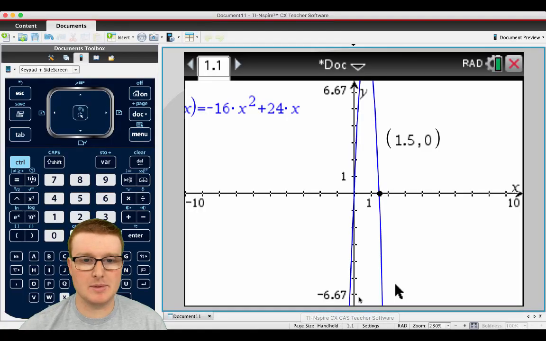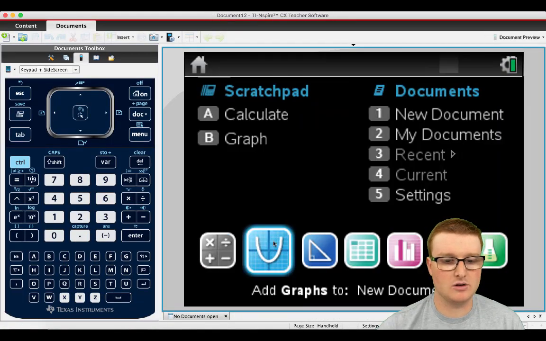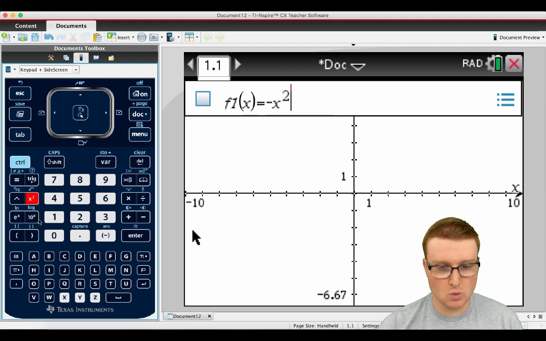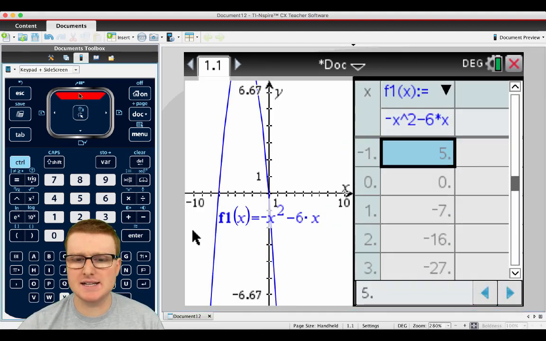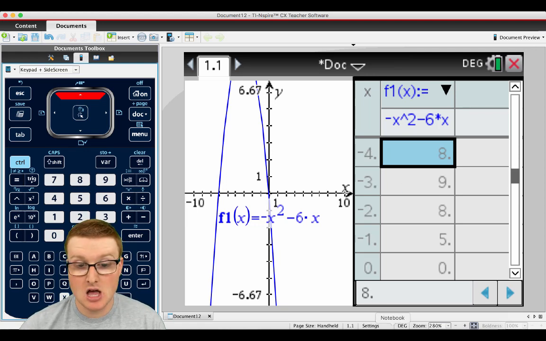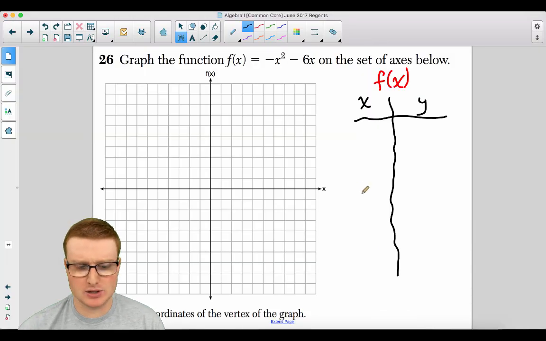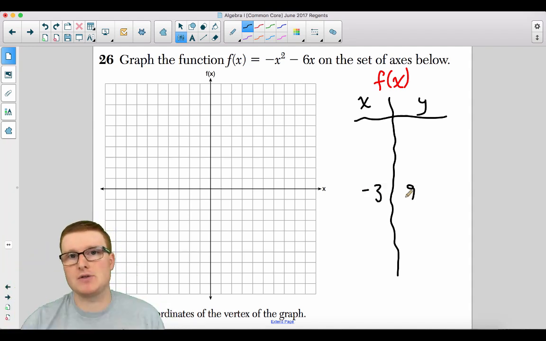Go to my calculator page. Graph negative x squared minus 6x. Got that. All right, Control T. Find where your vertex is because that's where you start all the time. The vertex is negative 3, 9. What I always do personally is put the vertex in the middle like that, and I always go 3 above, 3 below.